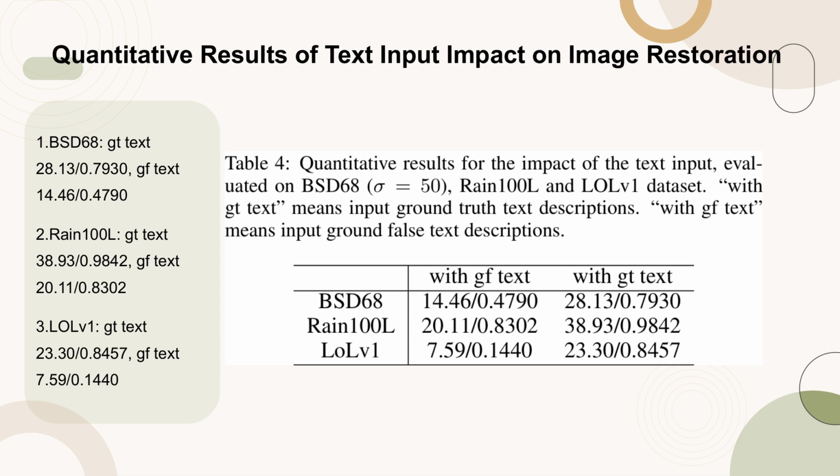On LLV1, the ground truth text input shows 23.30/0.8457, whereas the ground false text input results in 7.59/0.1440. These results highlight the significant difference in restoration performance based on the accuracy of the text input.